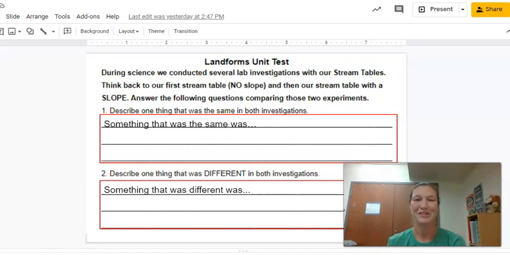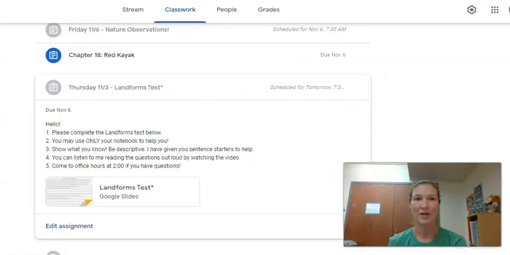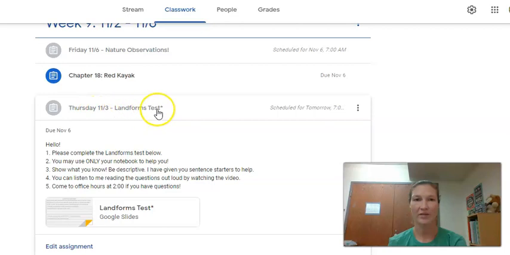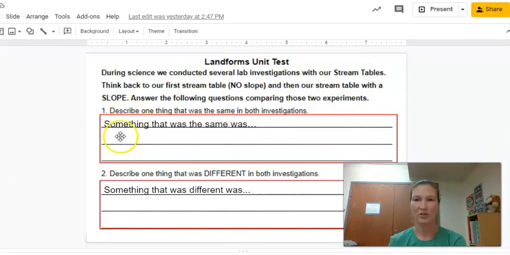Hi, fifth graders. Here is your read aloud for the Landforms unit test. So I got to this test by clicking in my Google Classroom page and then going down to Thursday, 11/3 and clicking on my Landforms test here. Okay, so your first page of your Landforms test.